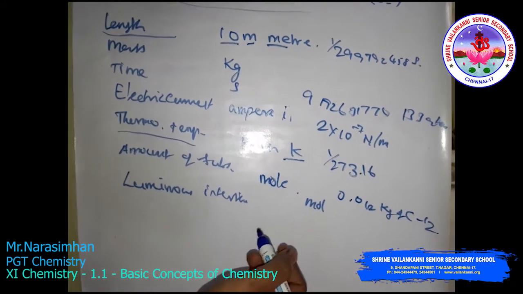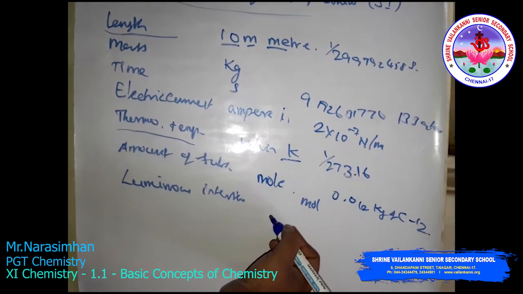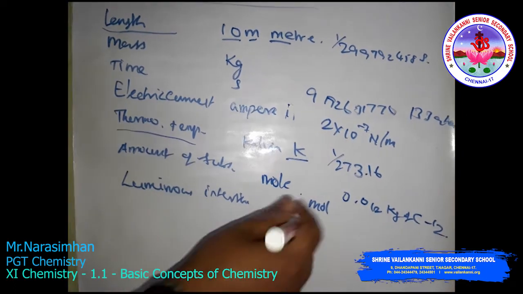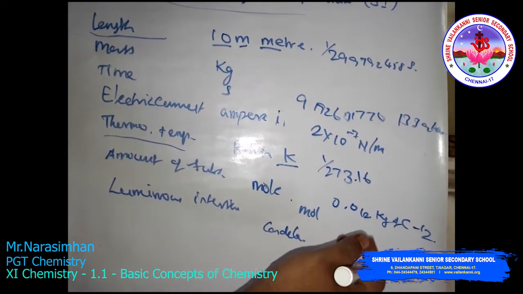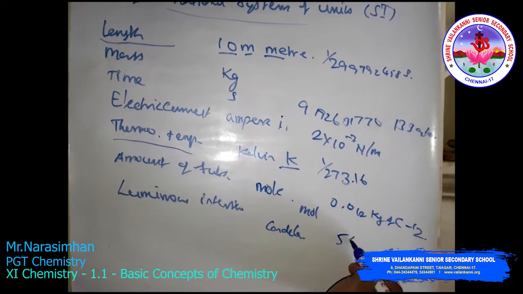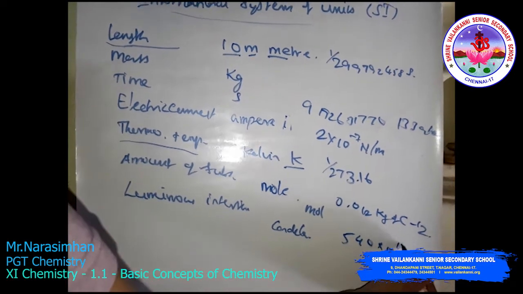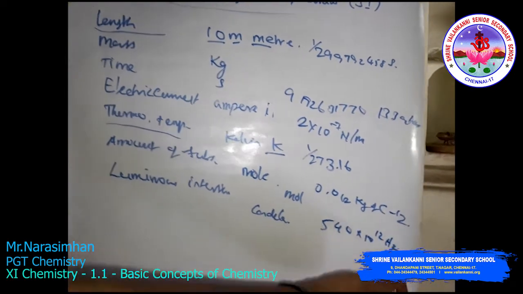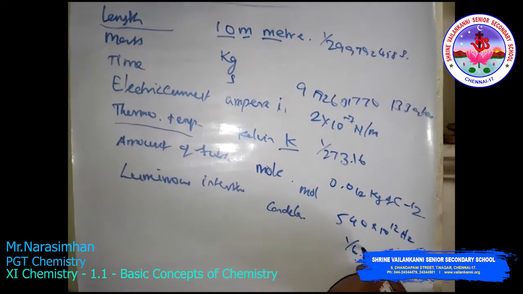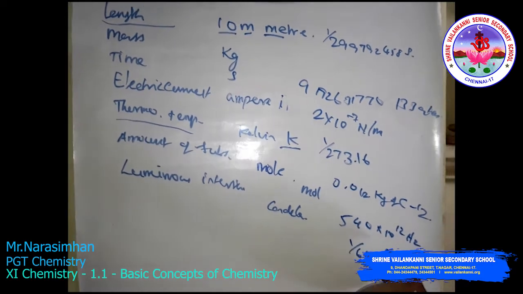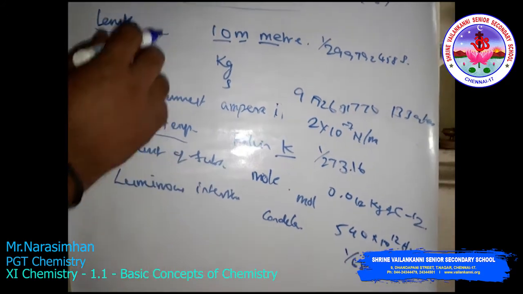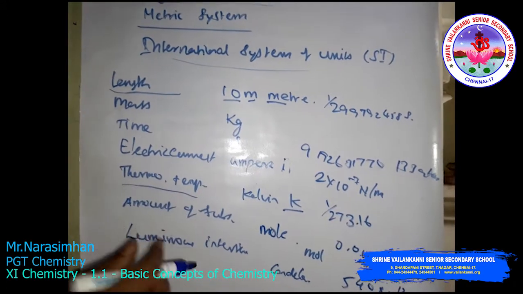Then luminous intensity is called candela. The candela is the luminous intensity in a given direction of a source that emits monochromatic radiation of frequency 540 into 10 power 12 hertz, and that has a radiant intensity in that direction of 1 by 683 watt per steradian. So these are the 7 base units of the SI system.